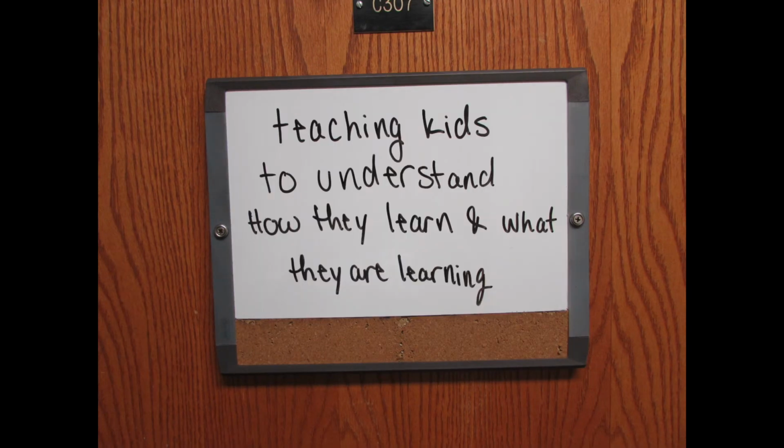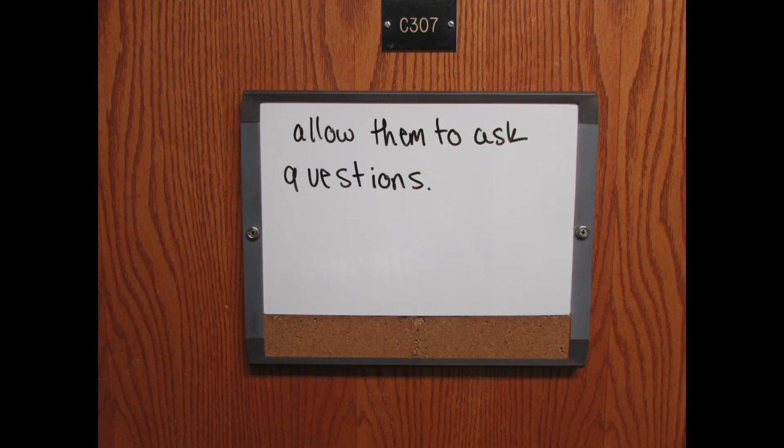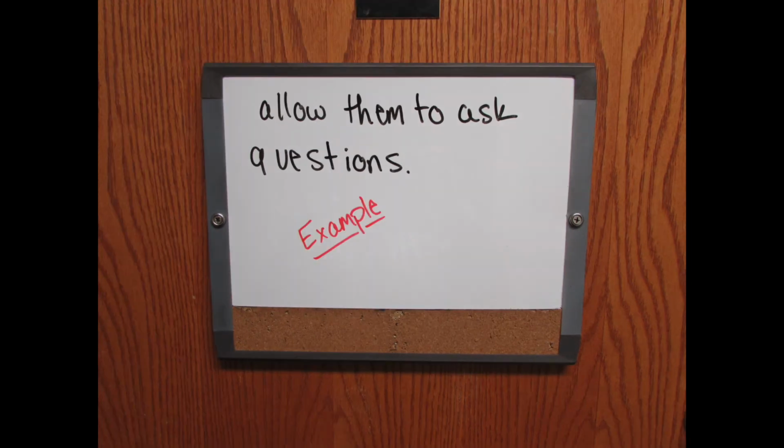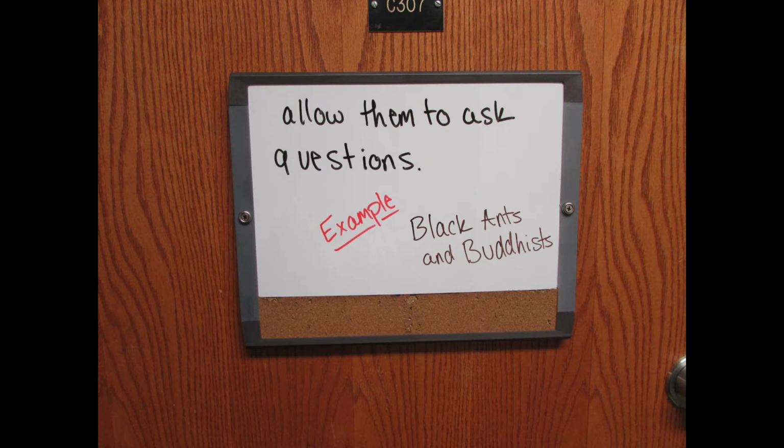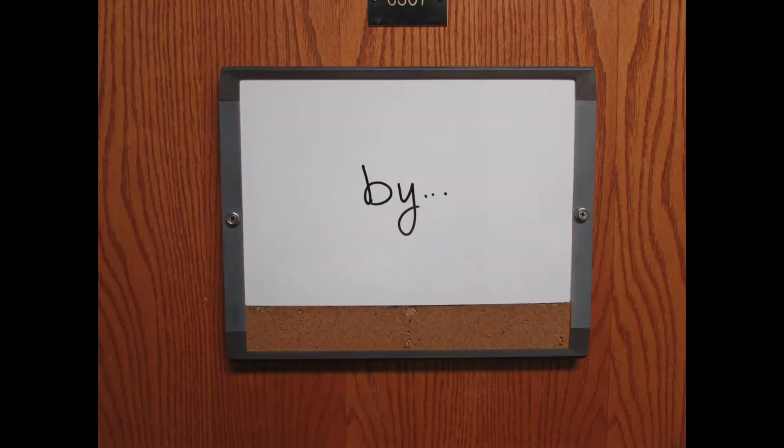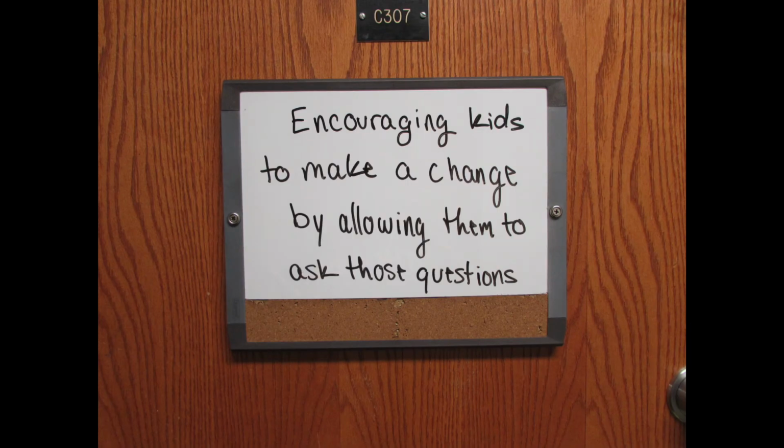Teaching critically by teaching kids to understand how they learn and what they are learning. Allow them to ask questions. For example, in Mary Cowhey's book, Black Ants and Buddhists, the students started to ask questions about what different religions believe, because some don't step on ants because of an incident in the classroom. To teach to empower by encouraging kids to make a change by allowing them to ask those questions.